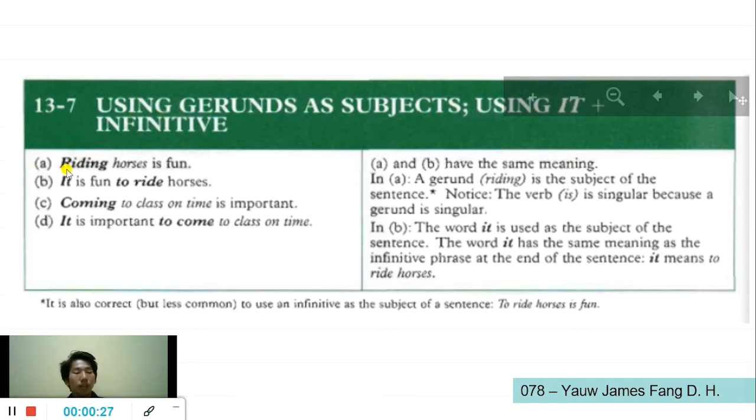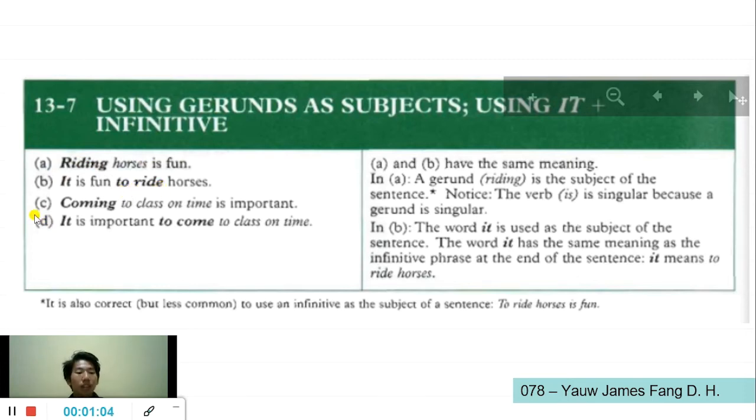We look at part A. Part A: riding horse is fun. The gerund is riding as subject, and we can change this sentence using it plus infinitive to be like part B: it is fun to ride horse. We look at this it and infinitive is to ride. Part A and part B have the same meaning, but the gerund riding is changed using it and infinitive to ride.